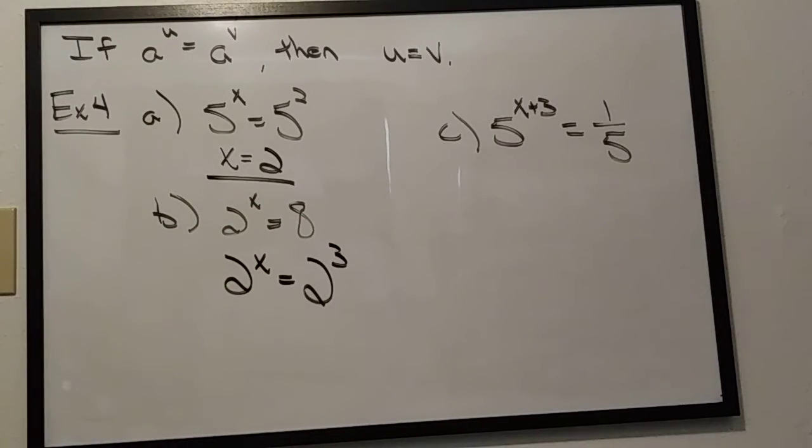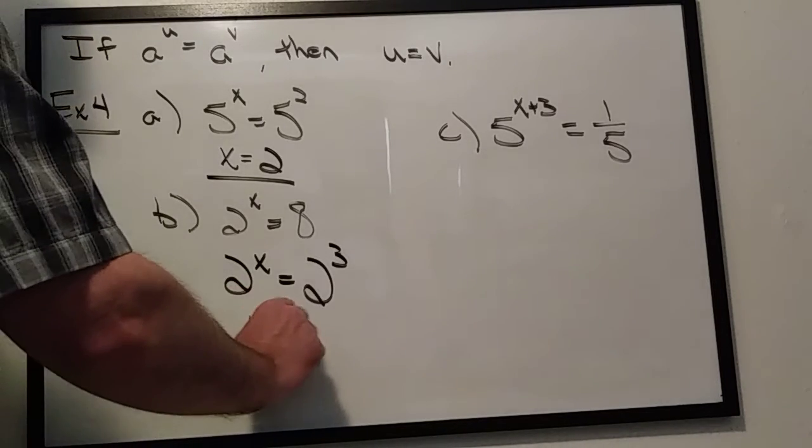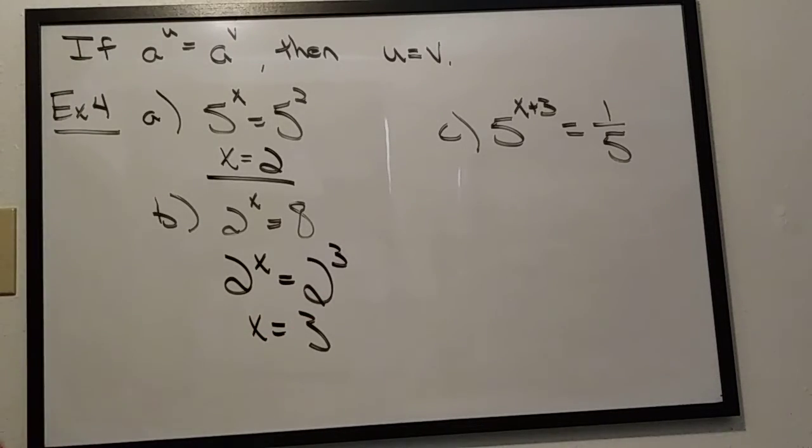So now that I've done this, I can now use this rule from the top of the page. I have the same base on the left-hand side and the right-hand side. If I have the same base on the left-hand side and the right-hand side, once again, the only way that this can work is if the exponents themselves are equal. So x from the left-hand side has to equal 3 from the right-hand side. And once again, that means we're done with that particular problem.